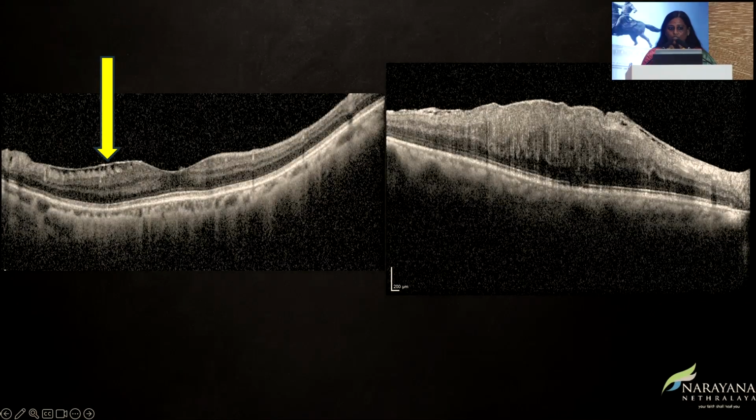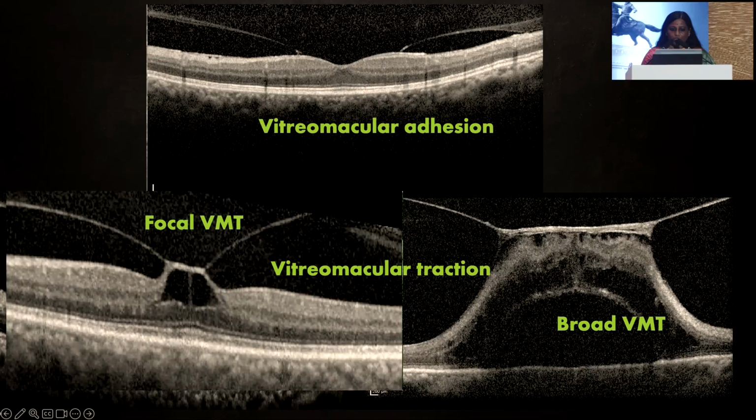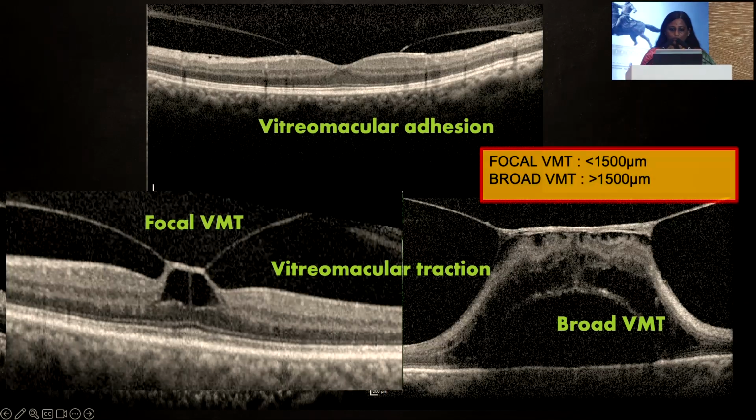Moving on to vitreomacular interface disorders, the big bright yellow arrow shows a very fine ERM, and clinically you may be able to pick it up with the particular sheen. The other OCT is again of ERM with distorted retinal layers. So that's an epiretinal membrane. Again, in vitreomacular traction disorders, we have vitreomacular adhesion on top, and also vitreomacular traction, where it also pulls the retinal layers, which can either be focal or broad, based on whether it is less than 1500 micron or more than 1500 micron.